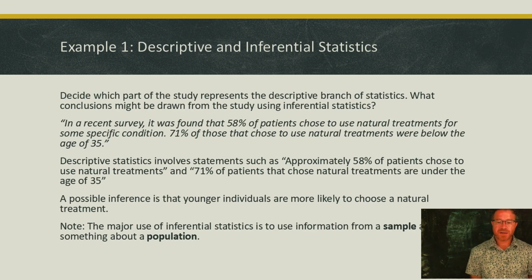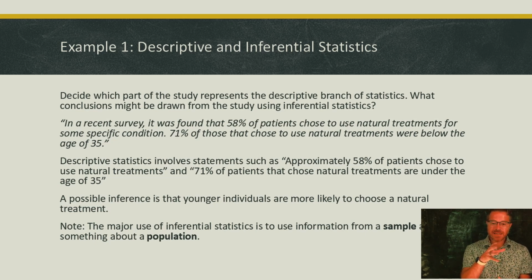So, example 1, descriptive and inferential statistics. Decide which part of the study represents the descriptive branch of statistics, and what conclusions might be drawn from the study using inferential statistics. So in a recent survey, it was found that 58% of patients chose to use natural treatments for some specific condition. 71% of those that chose to use natural treatments were below the age of 35. So in this case, descriptive versus inferential.